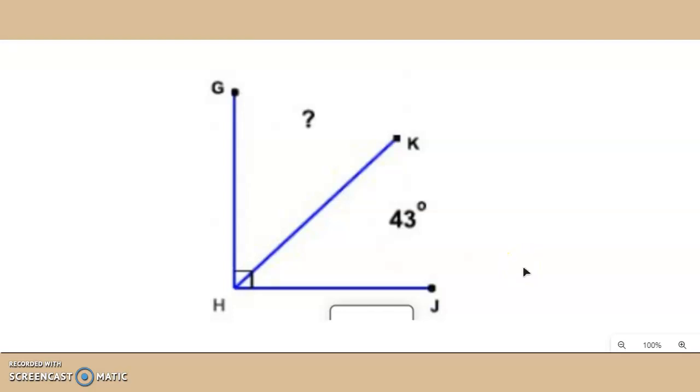Hello, fourth graders, this is Mrs. Nelson, and we are going to be looking at trying to find the different parts of this complementary angle.